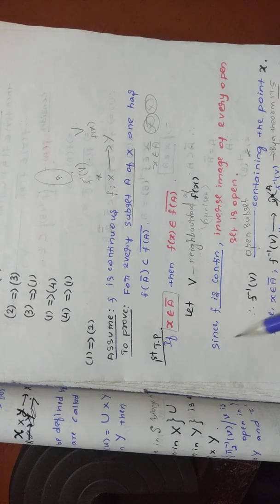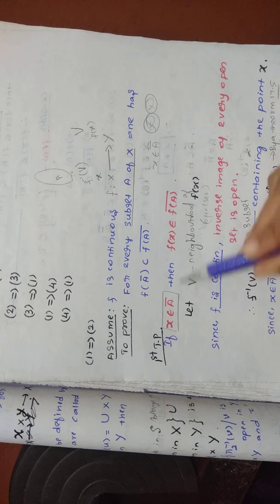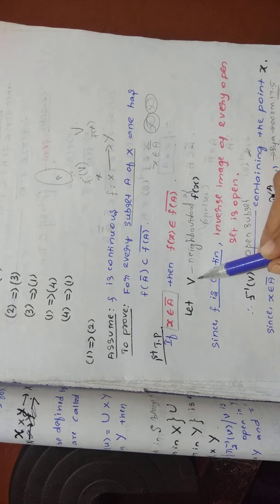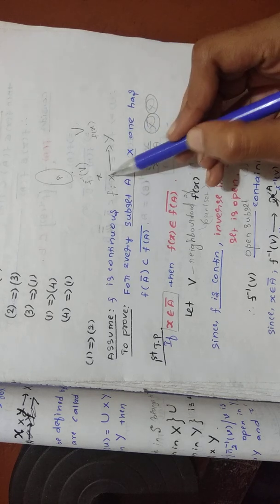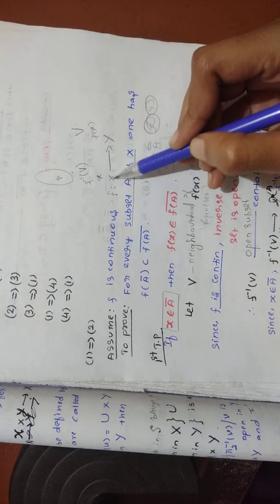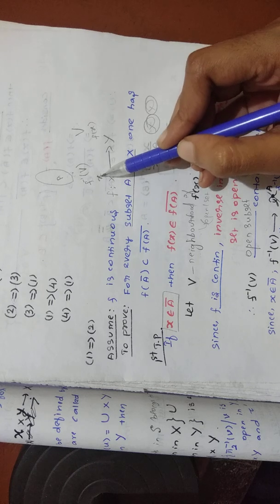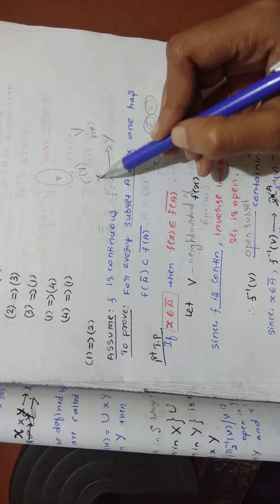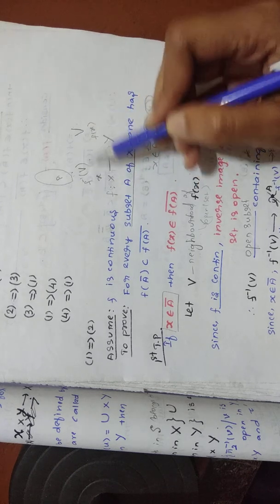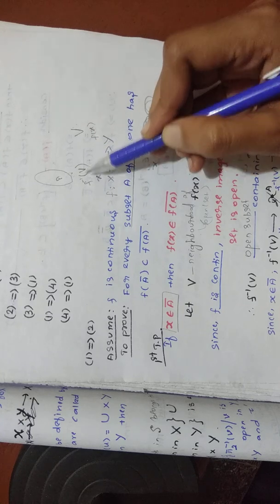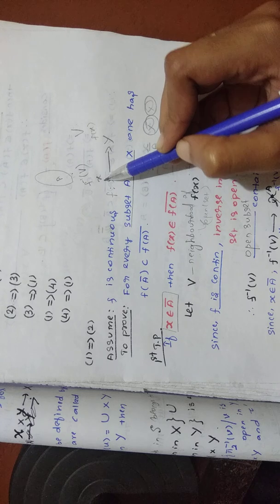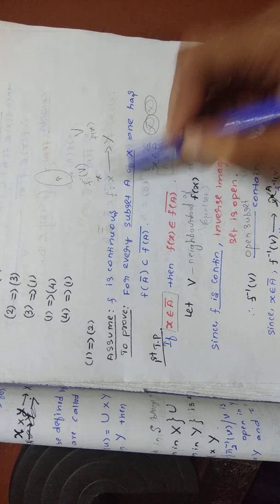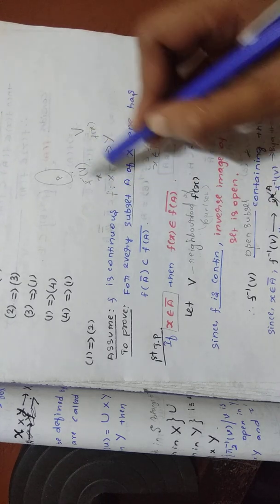Since f is continuous, the inverse image of every open set is open, so the inverse image of this will be open, and that contains the point x. The point x is in the topological space X. So the inverse image of this V, that is f inverse of V, is also an open set, and this open set contains the point x.